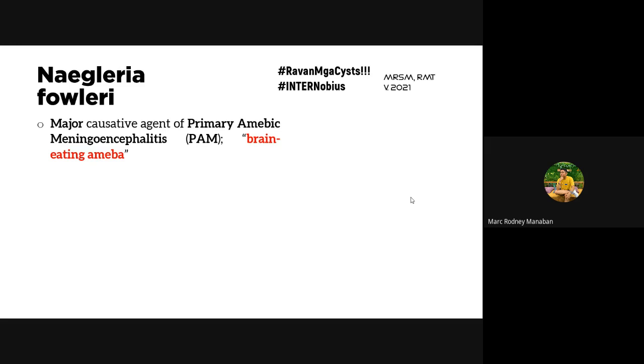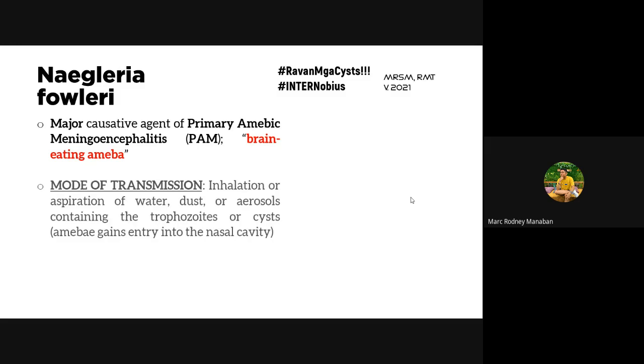Okay, so answer the question with conviction. That's true: your group A strep is Strep pyogenes. Your Strep pneumo has no Lancefield antigen, so it has no group. Very important. Your flesh-eating bacteria is Strep pyogenes. Brain-eating amoeba is Naegleria fowleri. Those are the other names. Again, this is the major causative agent of your PAM, primary amoebic meningoencephalitis.